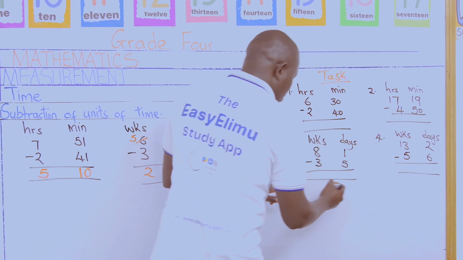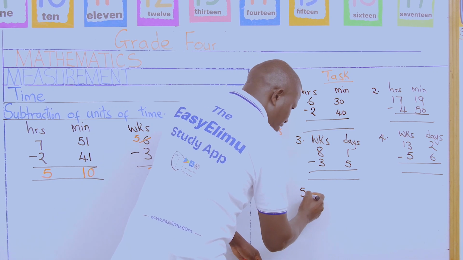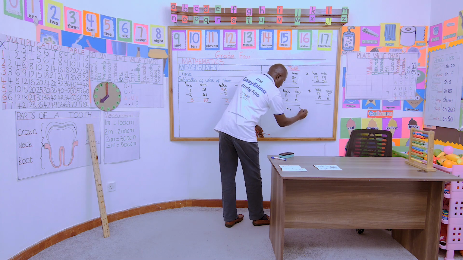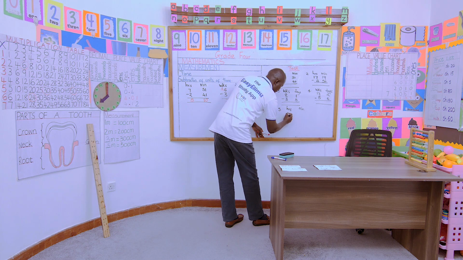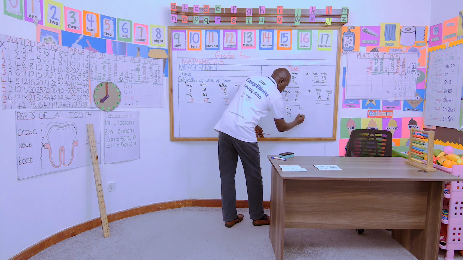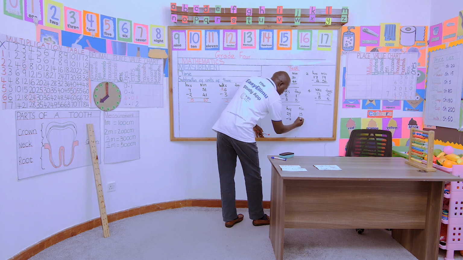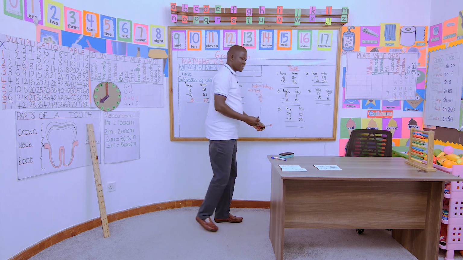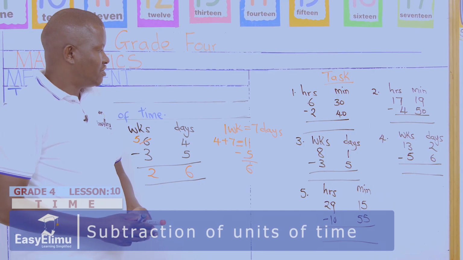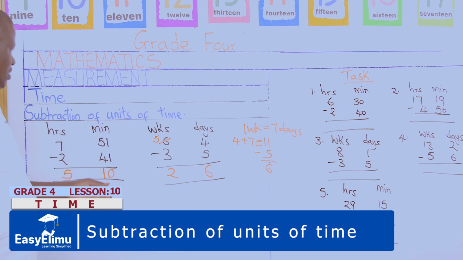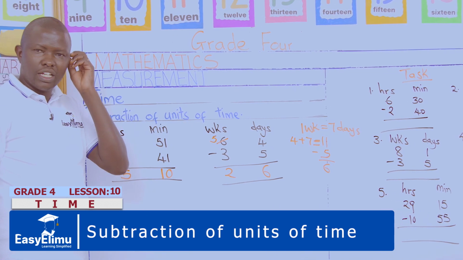And the final task is on hours and minutes. We have 29 hours and 15 minutes, take away 10 hours and 55 minutes. Those are our tasks for today as you try to do subtraction of units of time.